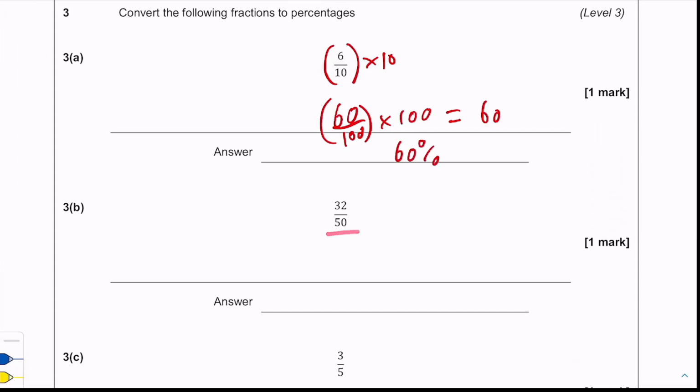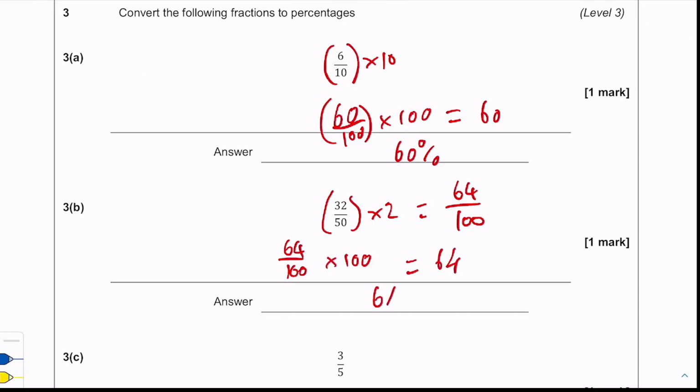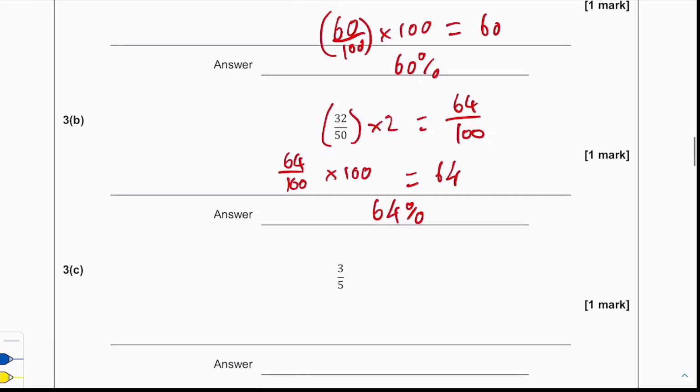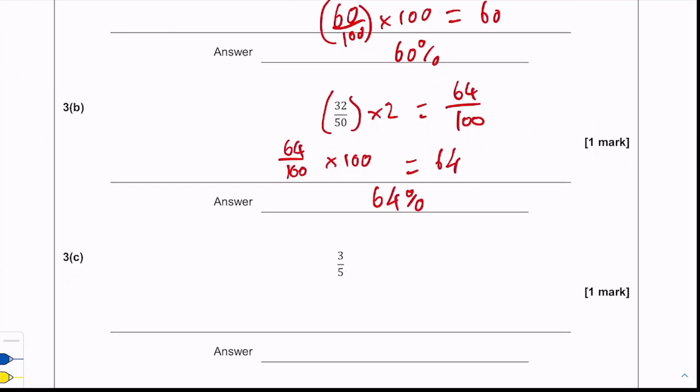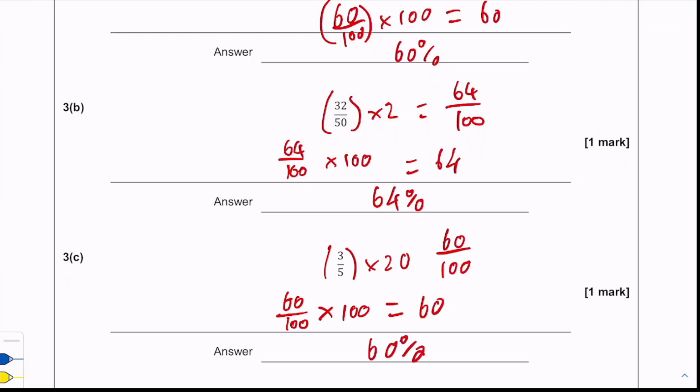Same thing, let's get the denominator to be 100, so we need to multiply by 2, which gets us 64/100. Then we just multiply 64/100 by 100, and our answer is 64%. Moving on to our final one, part C, 3/5. We need to get 100 on the denominator again, so we multiply everything by 20, which gets us 60/100, and 60/100 multiplied by 100 is equal to 60, so our answer is 60%.